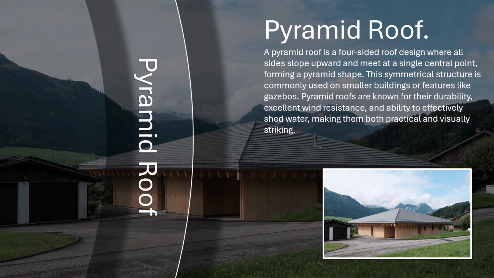Pyramid roof. A pyramid roof is a four-sided roof design where all sides slope upward and meet at a single central point, forming a pyramid shape. This symmetrical structure is commonly used on smaller buildings or features like gazebos. Pyramid roofs are known for their durability, excellent wind resistance, and ability to effectively shed water, making them both practical and visually striking.